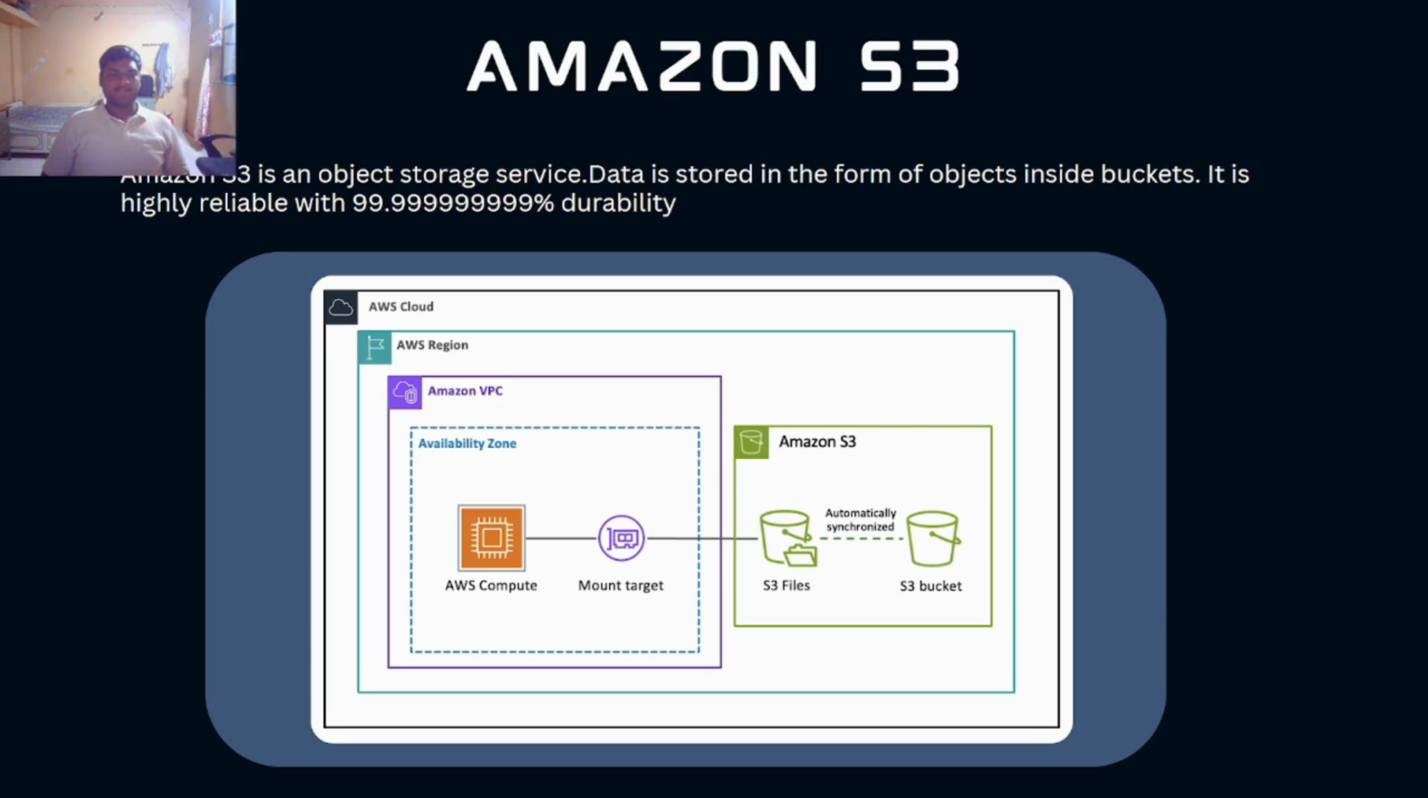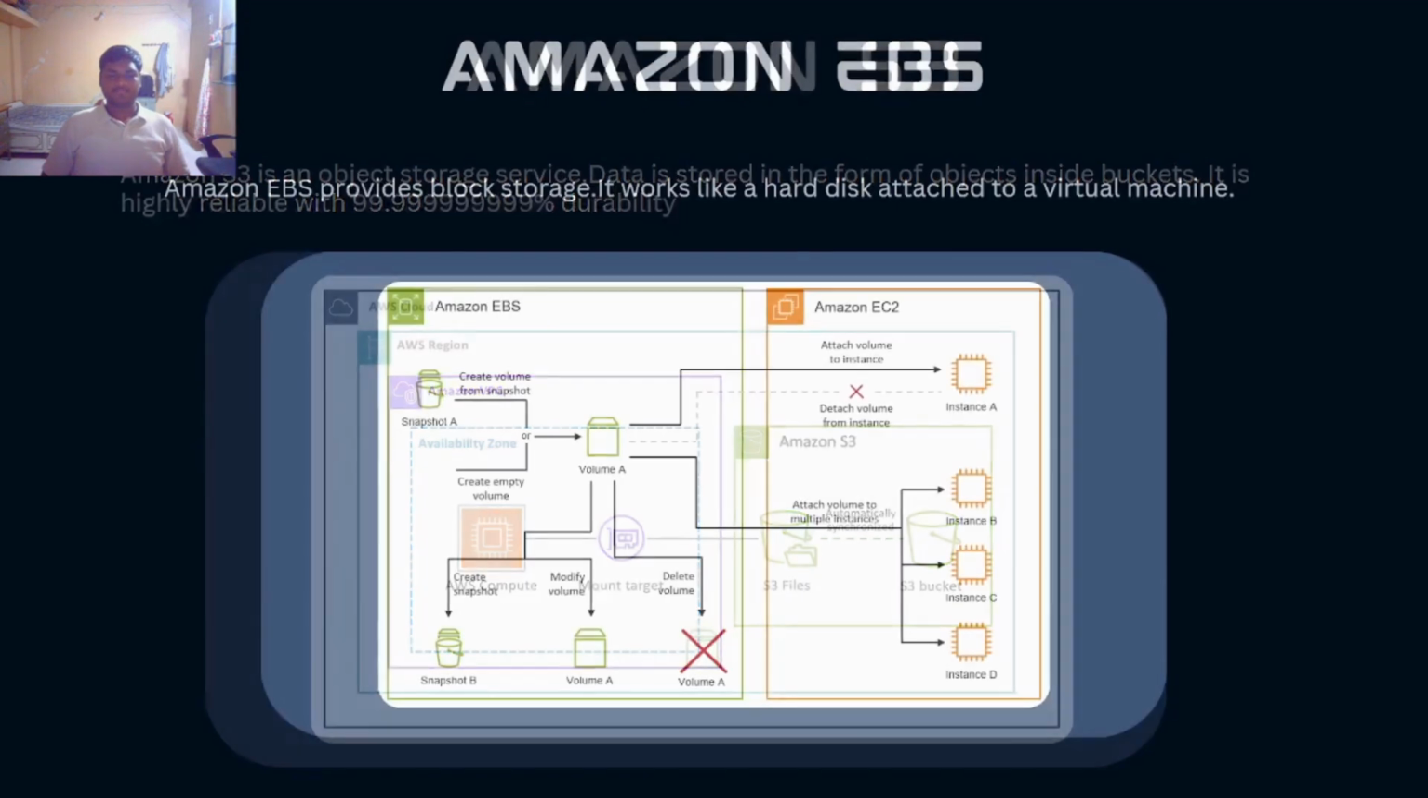The AWS Cloud contains regions where all services run. Inside a region, we have a VPC, which is a virtual private network. An availability zone is a data center where services are placed. EC2 is the computer that runs the application. It is connected to the storage using a mount target. Data is stored in the Amazon S3 bucket and automatically synchronized.